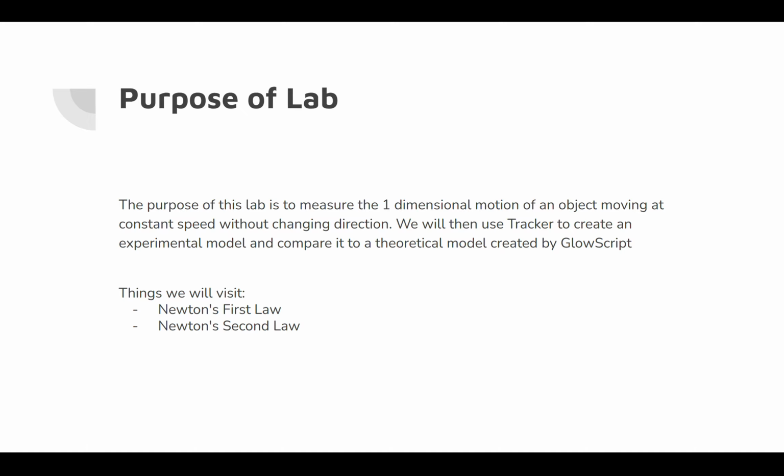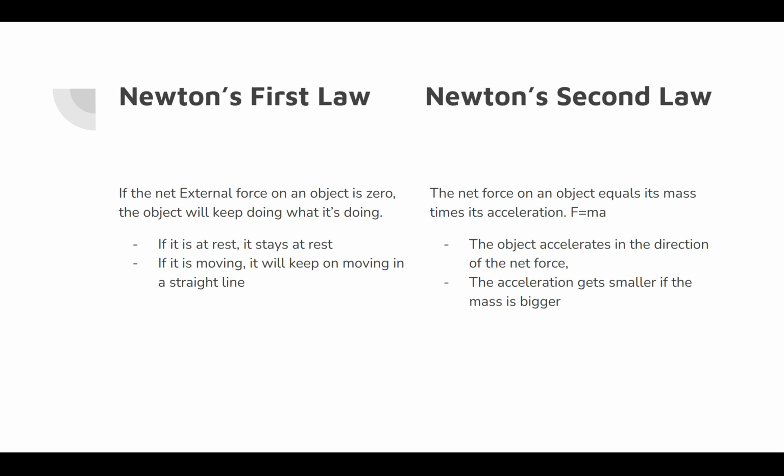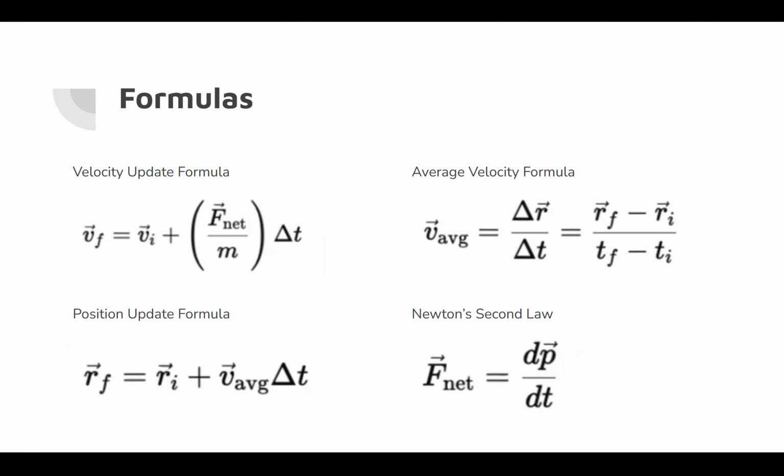So two things we'll have to visit first before we get into the lab are Newton's first and second laws. Newton's first law says that if the net external force on an object is zero, the object will keep on doing what it's doing. So if it's at rest, it'll stay at rest. If it's moving, it'll keep on moving in a straight line. Newton's second law says the net force on an object equals its mass times its acceleration, F equals ma. So the object accelerates in the direction of the net force, and the acceleration gets smaller if the mass gets bigger.